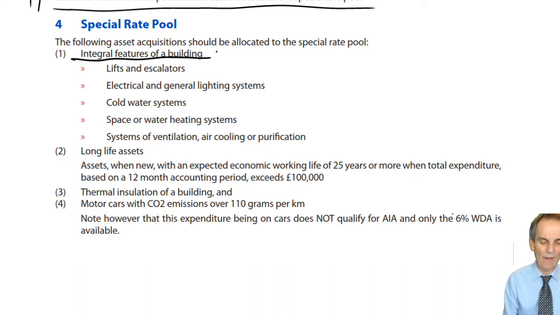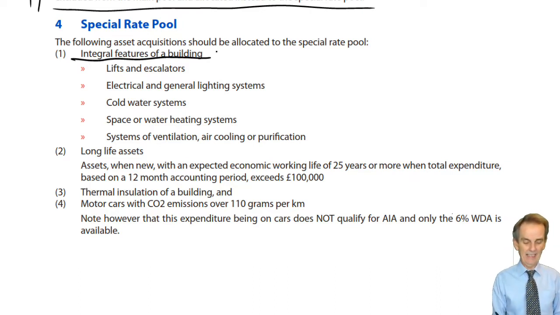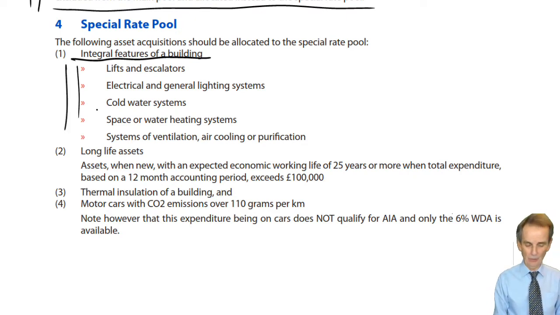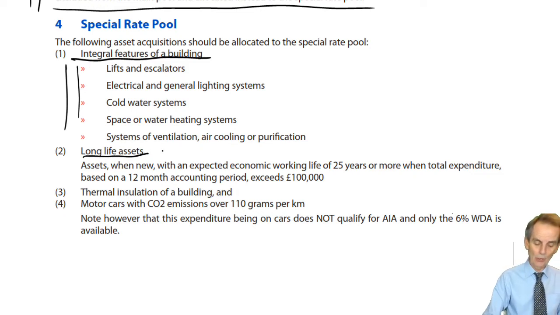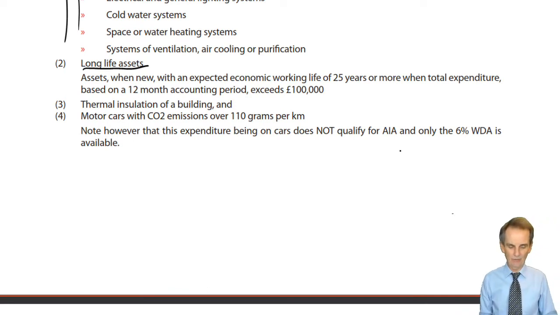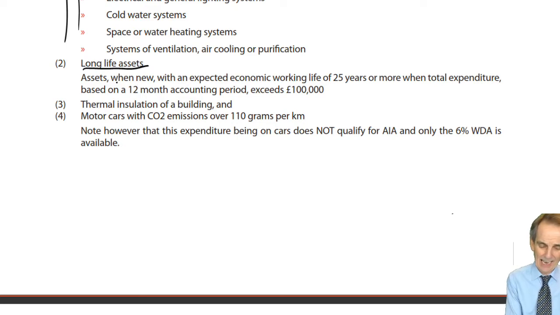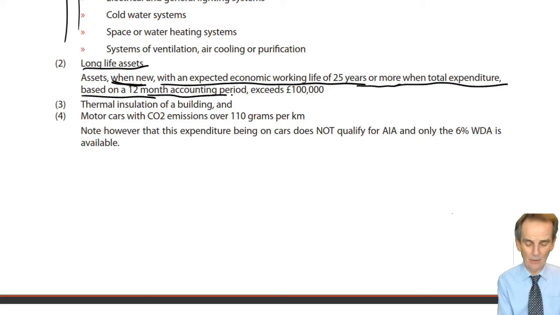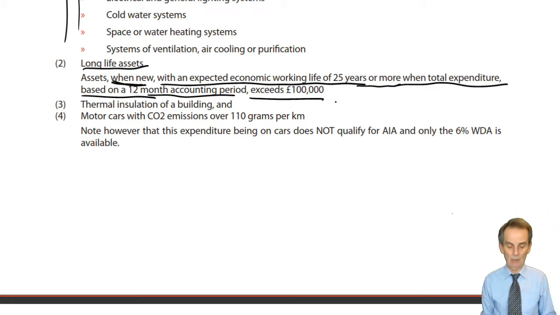And that was the list of expenditure that I gave you to look at, to become familiar with. Those are integral features of a building. Again, we'd mentioned that right at the very beginning. We've got a list of examples of items that would be classified as integral features. Some we hadn't seen before: long life assets. Long life must be something in terms of years, and that is assets, when new, with an expected economic working life of 25 years or more, when total expenditure, again based on a 12-month accounting period, exceeds £100,000.